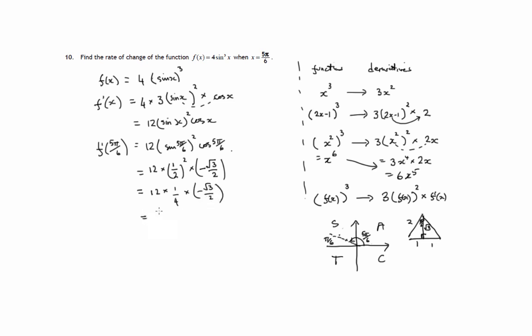A quarter of 12 is 3. So 3 times negative root 3 upon 2. So this equals 3 times root 3, 1 times 2, multiply the top two numbers, multiply the bottom two numbers, and the answer is negative. Positive times negative is negative. So the rate of change of this function when x is 5 pi upon 6 is negative 3 root 3 over 2.